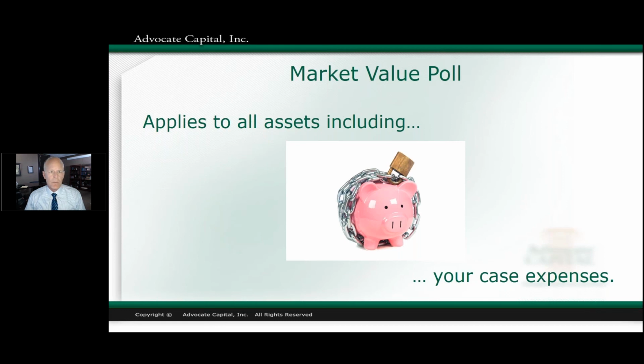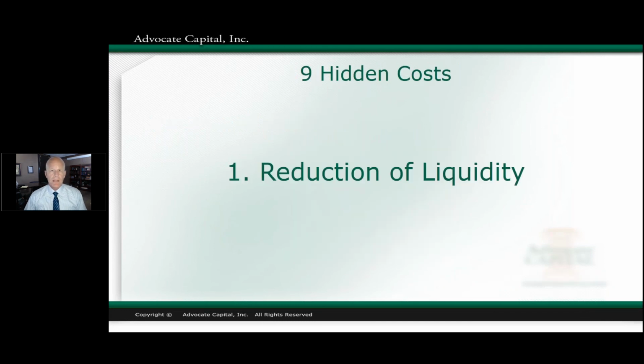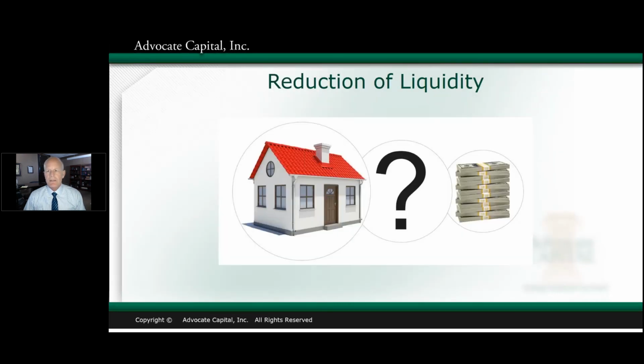And we're going to look at 9 factors that really reduce the value as a hidden cost in your case expenses. The first is a reduction of liquidity. So what is liquidity? Liquidity is how fast an asset can be converted into cash. So cash is the ultimate test in liquidity. A house is not as liquid as cash. Your case expenses are very illiquid. How fast could you convert your case expenses into cash?